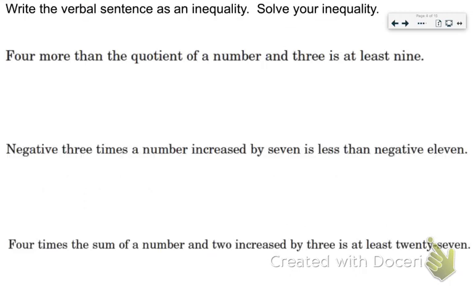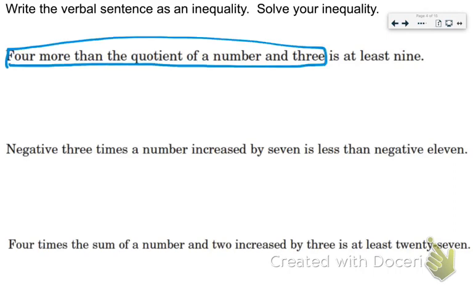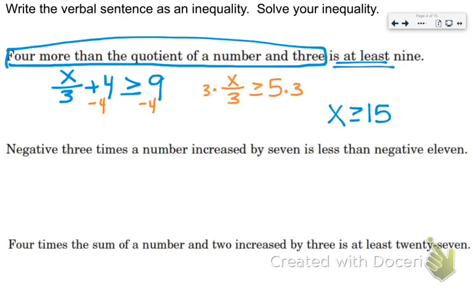For the verbal sentence, it's the same as what we've been seeing on the last two. So 4 more than the quotient of a number and 3 is x over 3 plus 4. At least, it can be 9, but it has to be at least 9, so 9 or more. So we need greater than or equal to 9. Start by subtracting 4 from both sides to solve, and then multiplying both sides by 3. You don't have to graph these. I know it says on your paper to graph, but you don't have to.